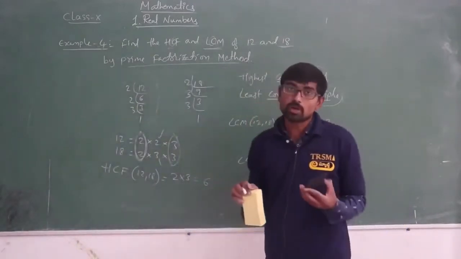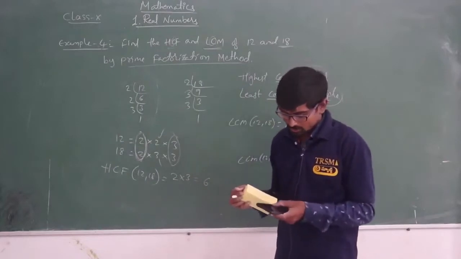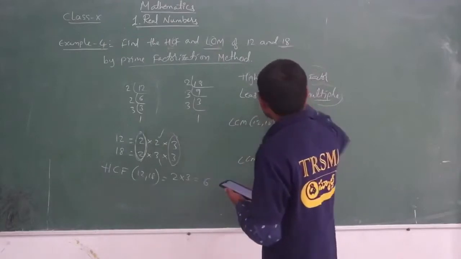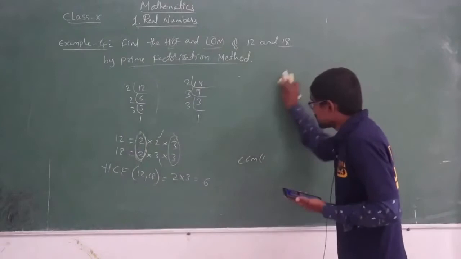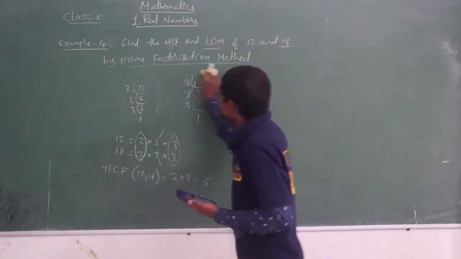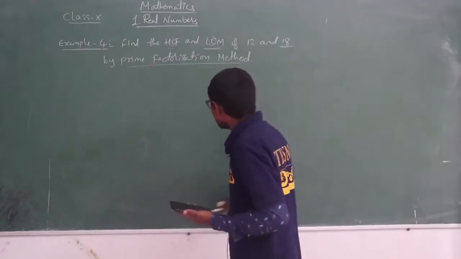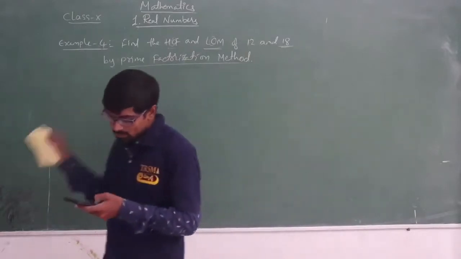So let us do one more problem so that you can understand it clearly. Here I am taking the problem from Do This in your textbook. I hope you have understood the difference between LCM, least common multiple, and HCF, highest common factor. So here I am taking one more example.